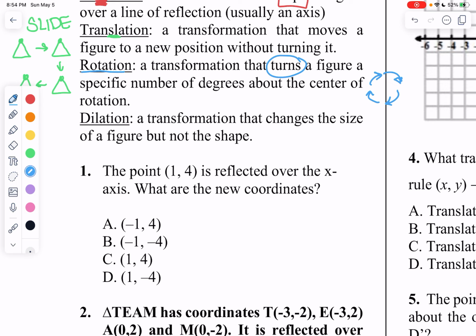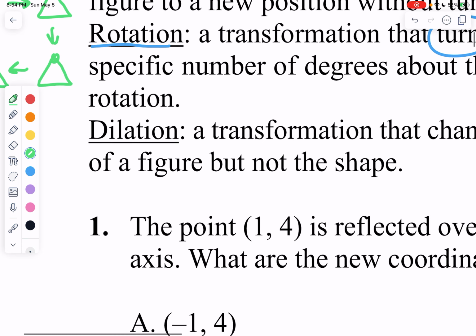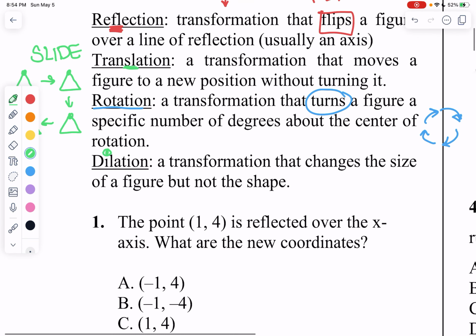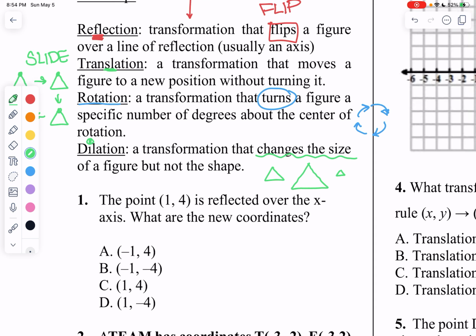The last one is dilation. When we hear about dilation, I want you to think about an eye, okay? Dilation, like when we get our eyes dilated and our pupils go really big. Dilations are a transformation that changes the size of a figure, okay? So if I took this triangle and dilated it to make it really big or dilated it to make it really small, we don't change the shape, but we change the size. All right, let's get into number 1.